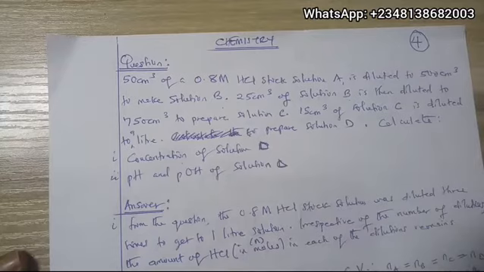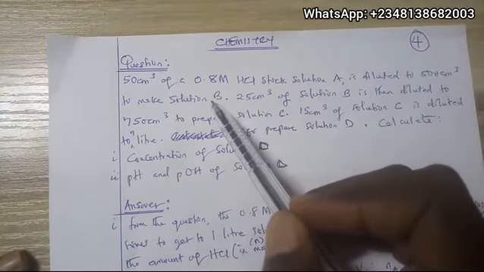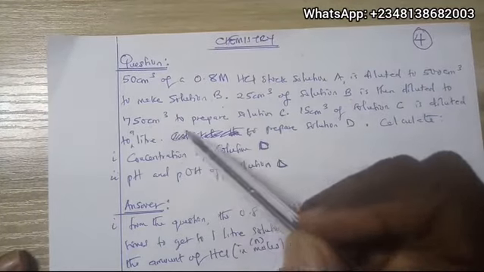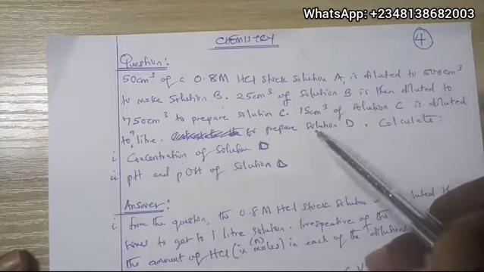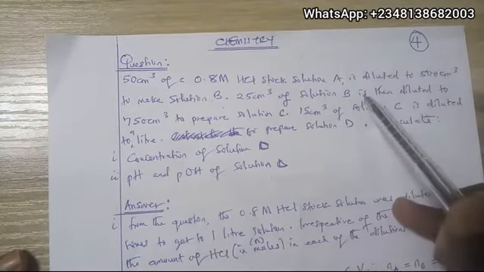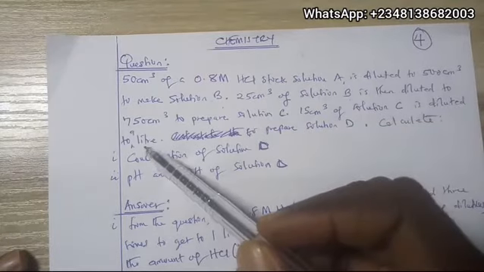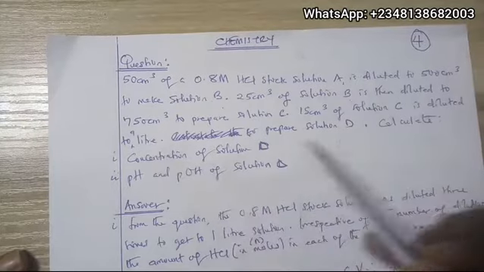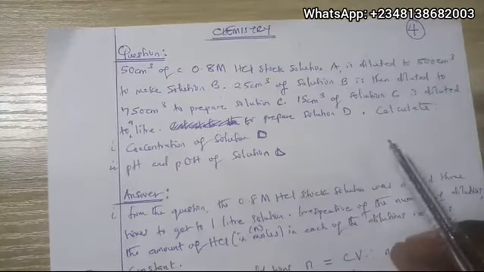Then the second dilution: 25 cm³ was taken from this first dilution, and they diluted it to 750 cm³ to prepare solution C. That is the second dilution that was done. Then the third dilution was done by taking 15 cm³ from this second dilution, solution C, and making it up to 1000 cm³ or 1 liter to prepare solution D. So there are 3 dilutions. Please, let's take note of that.